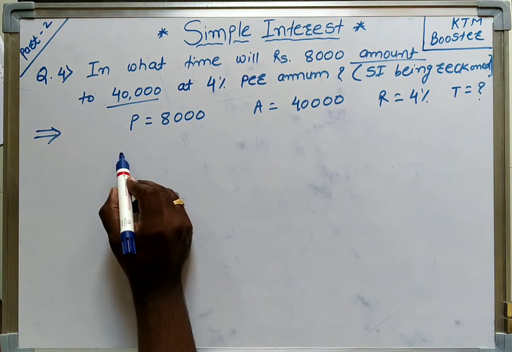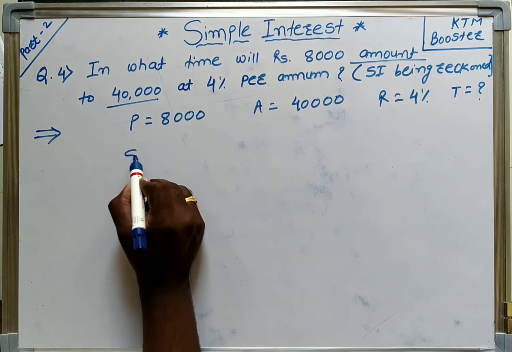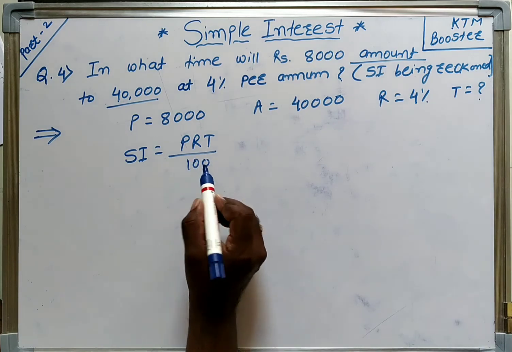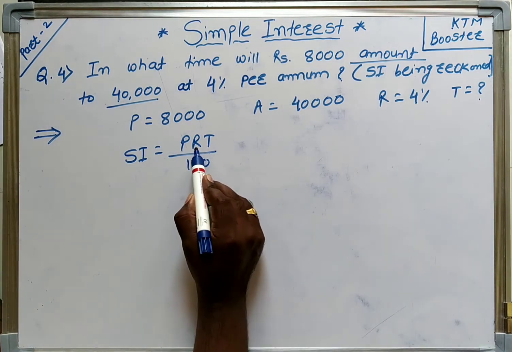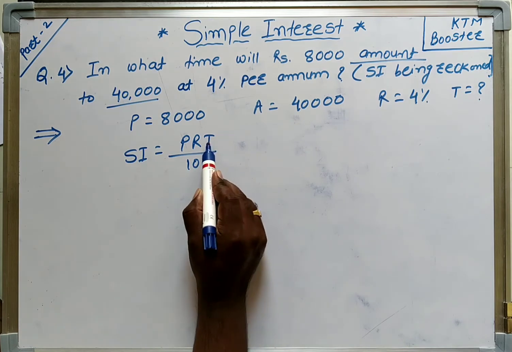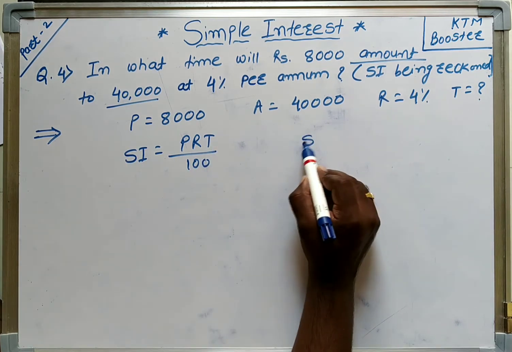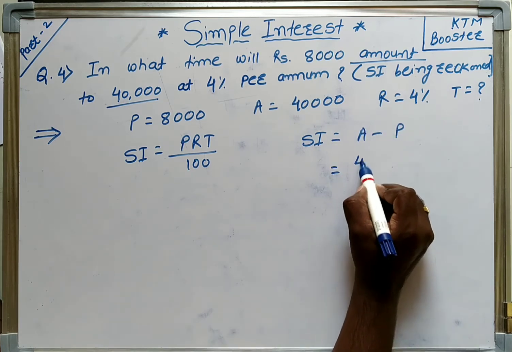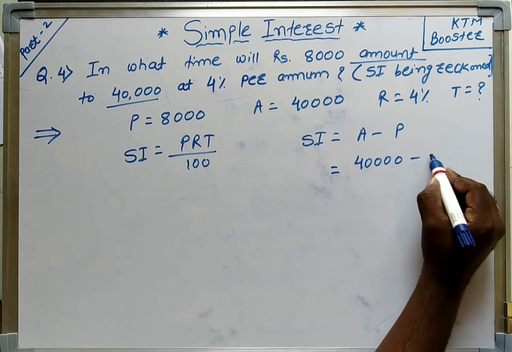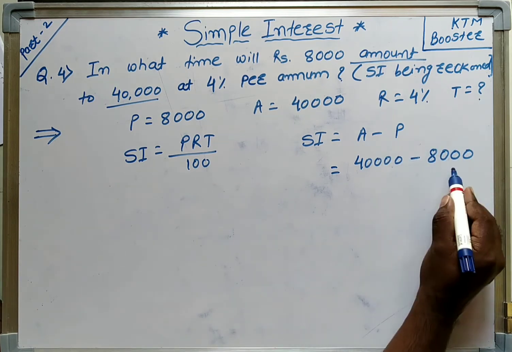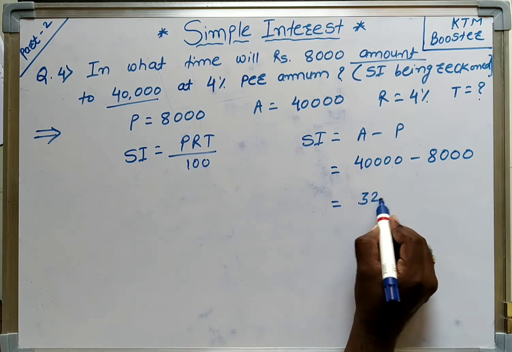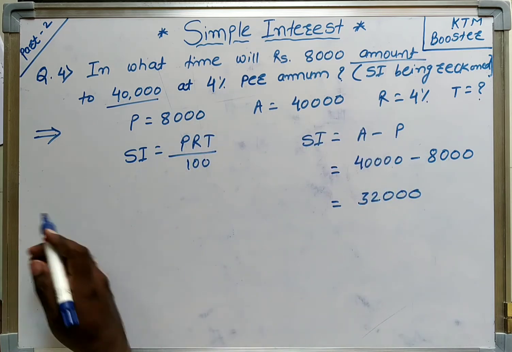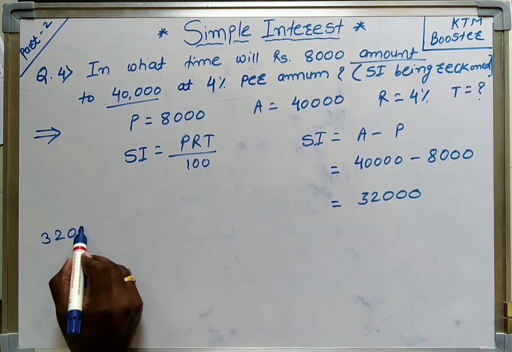Now SI is equal to P into R into T upon 100. We know the P, we know the R, we have to calculate T, but we don't know SI. So first of all we will calculate SI. What is SI? That is amount minus principal. What is amount? 40,000 minus principal 8,000. So 40 minus 8 will be 32,000. Okay, so we will put all these values in this equation. So 32,000 will be your SI.